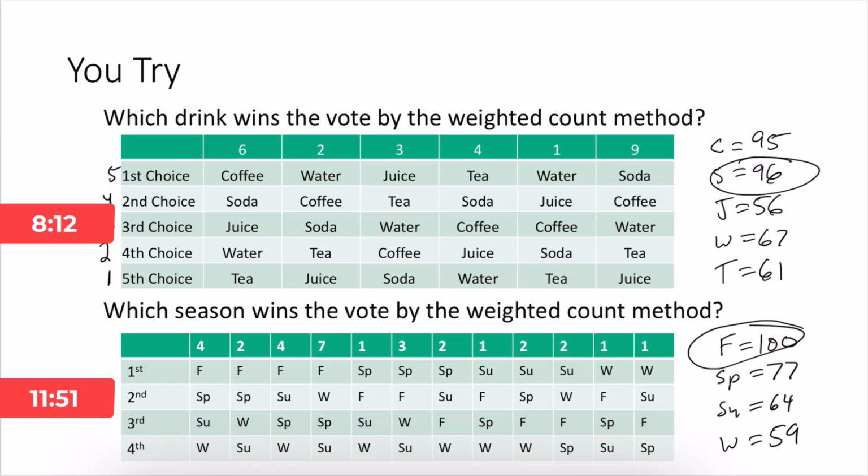So if you got these weighted counts correct and you found the winner, then you don't have to watch the rest of the video. But if you have any questions about how I got these numbers, you're welcome to go to the timestamp shown on the screen to see how I solved these.